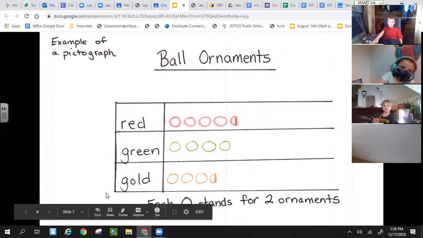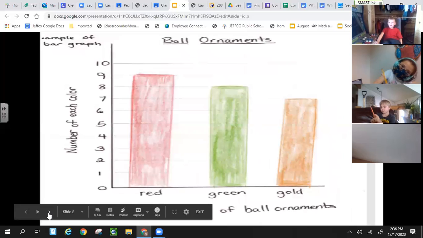And these are all on the slide, which are on your Google assignment that you can refer to. The next one is a bar graph. Now this one happens to be a vertical bar graph. You can do a horizontal bar graph. It is up to you.